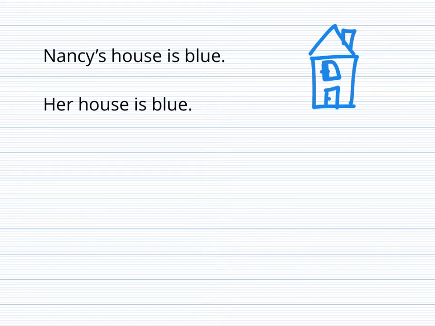For example, Nancy's house is blue. Her house is blue. This possessive pronoun of her takes the place of the possessive noun of Nancy's. It shows ownership. It's the house that belongs to her.